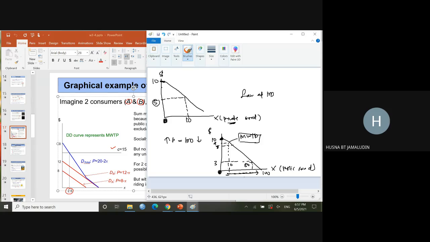When you have zero public good, zero street lights, people are willing to pay a lot because they want to have it. But when they already have one or two, their willingness to pay diminishes because they already have it and can enjoy it, even though it is a small amount. Got it? Clear? So the explanation is slightly different from the explanation for private goods.